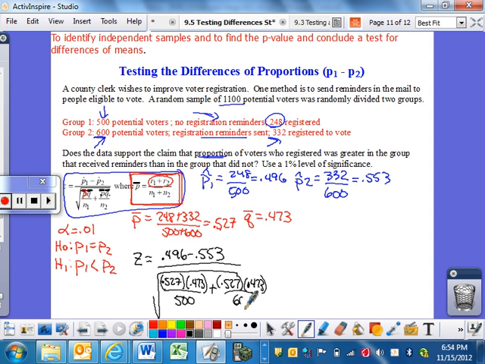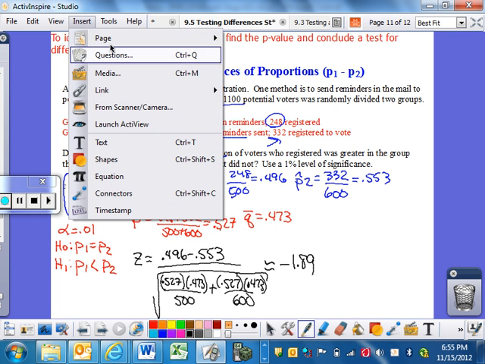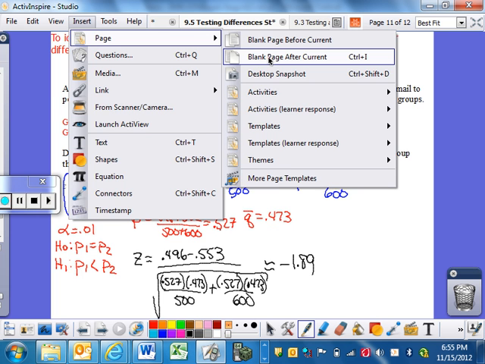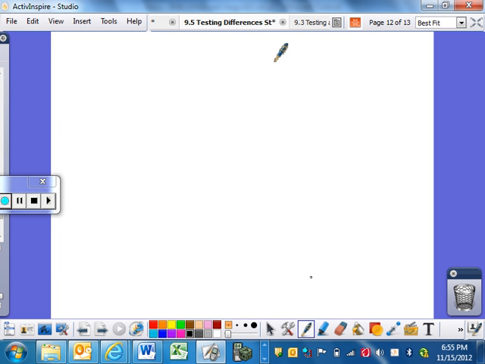Except you divide by 600. So that's really the only thing that's different. And you just calculate all of this out. If you guys practice this, I would highly recommend practicing that. You get a z-score of negative 1.89. Okay? I'm going to have to get a new page, so I'm going to insert a page after this. So you guys are going to have to refer to all of that information that I just got done doing.